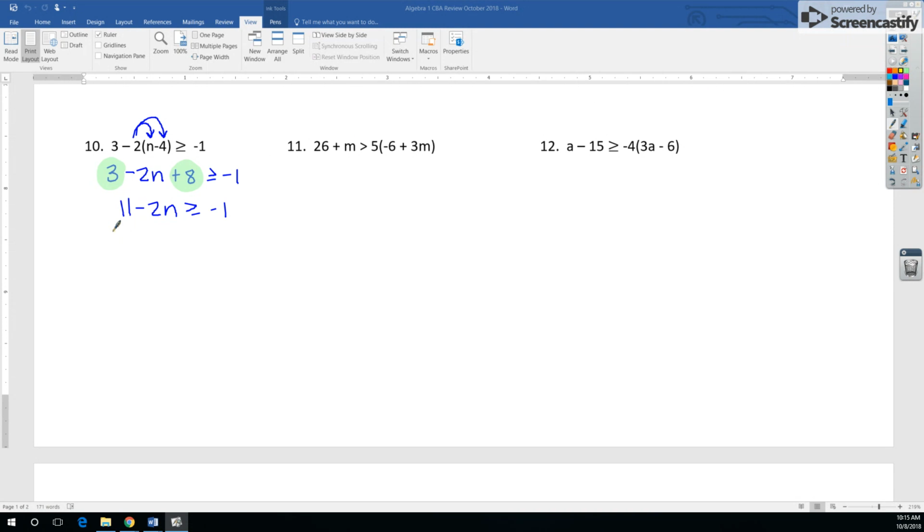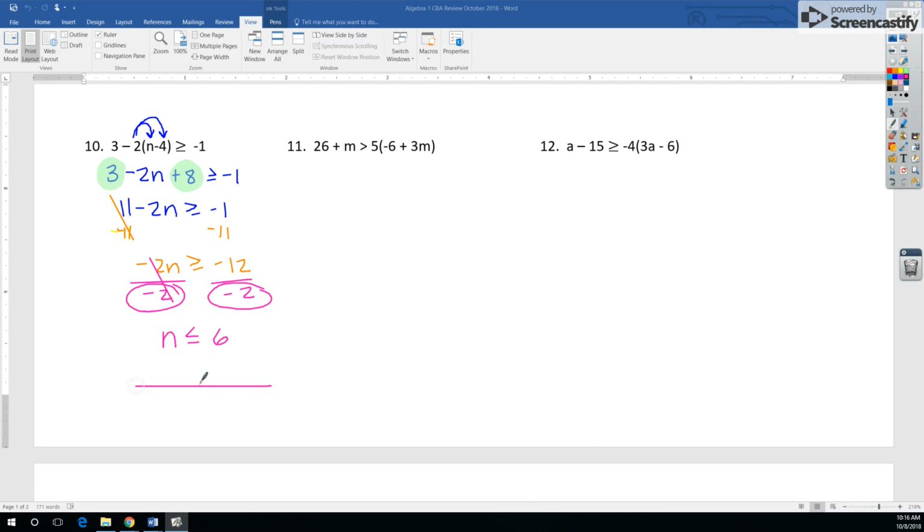Now I'm going to subtract 11 from both sides. Negative 2n is greater than or equal to negative 12. Negative 1 minus 11 is negative 12. Now I'm going to divide both sides by negative 2. Because I am dividing by a negative number, I need to flip the inequality sign from a greater than to a less than. Negative 12 divided by negative 2 is positive 6.